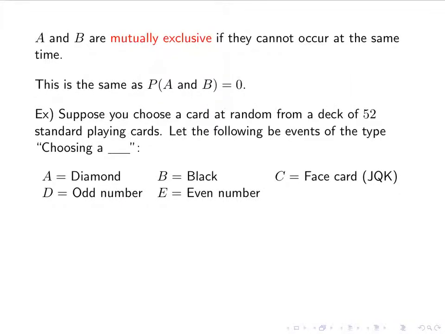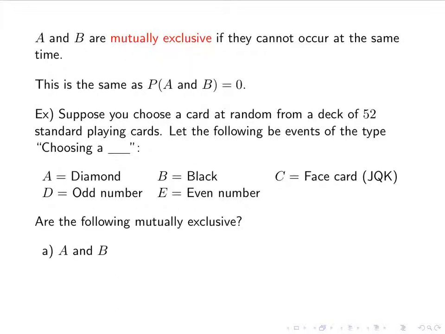So let's look at an example. Suppose you chose a card at random from a deck of 52 standard playing cards. Let the following be events of the type choosing a card. Event A will be choosing a diamond. Event B will be choosing a black card, so a spade or a club. C will be choosing a face card, so a jack, a queen, or a king. D will be an odd number, and E will be an even number. So the numbers go from 2 to 10. An ace isn't considered a face card, and an ace isn't considered a number. So an ace is not in C, D, or E, just to be clear.